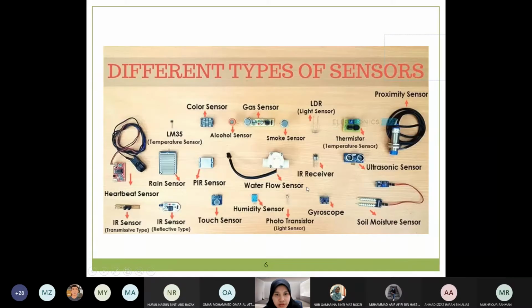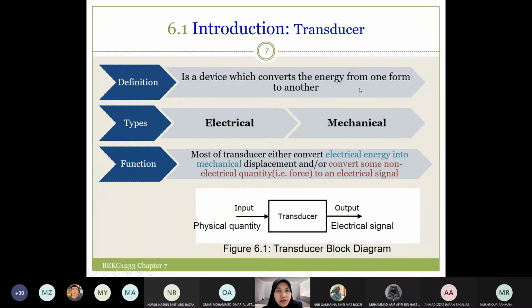There are many sensors in real life, such as color sensor, gas sensor, LDR is like a light sensor, proximity sensor, thermistor is temperature sensor, ultrasonic, soil moisture, IR receiver, water flow, IR sensor, passive infrared, rain sensor, we have heartbeat sensor, touch sensor, humidity, phototransistor. Okay, there are many sensors. Okay, now we go to transducer.